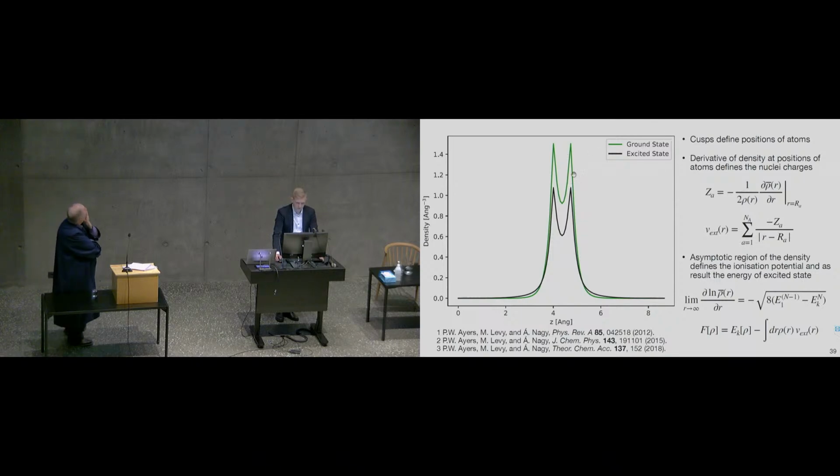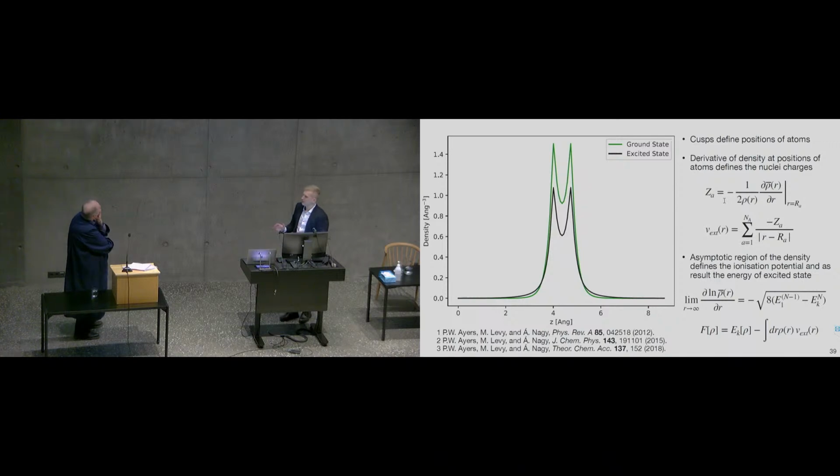the ground and excited state has these cusps, and these cusps define the position of atoms, right? They're exactly at the position of atoms. And then there is a theorem from quantum mechanics, described in these papers, which says that if you take this density and take a derivative of this density at this position, you can define a nuclear charge.